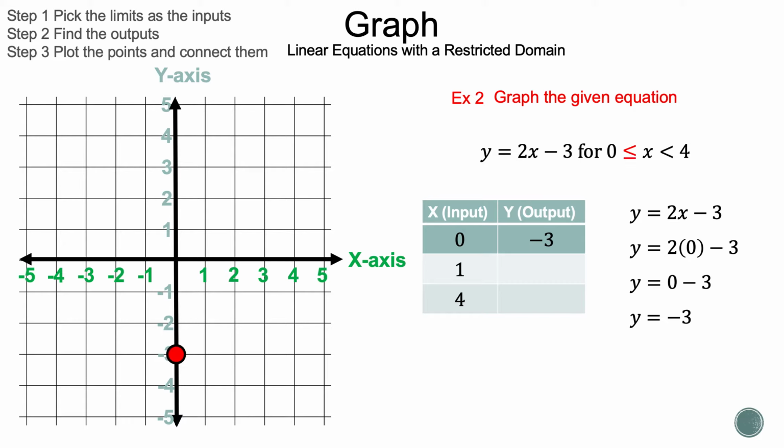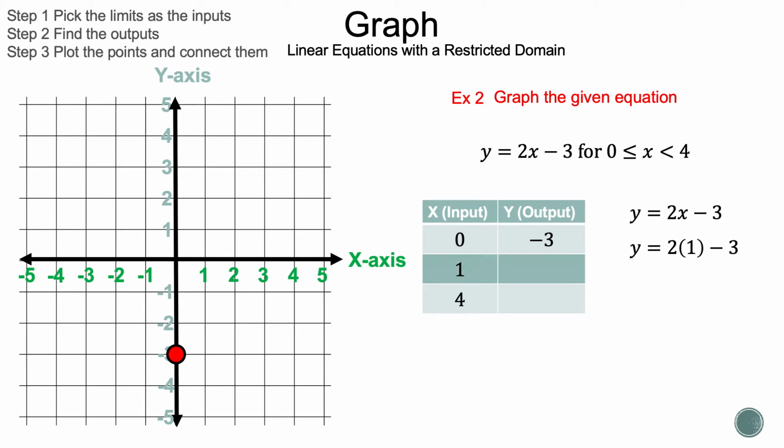We know the point is filled in because if you look at the symbol between 0 and x, it says less than or equal to. Since it says equal to, we want that point to be a part of the graph, and we fill it in. Let's move on to the next input value, and that is 1.